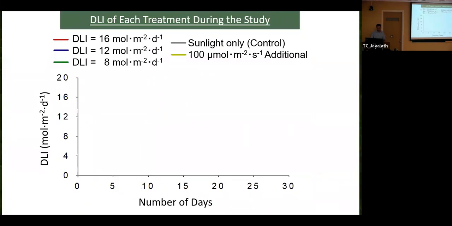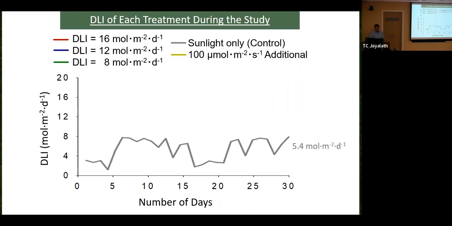And now I'm showing you each of the treatments and how much DLI they got within those 30 days of the study period. If you look at sunlight, on the very first day we get about 3, and then on day 4 we get about 2 moles of DLI. Some days we have DLIs of 8, like day 6 or 7. So as I mentioned, your DLI changes from day to day. This is the variation that we had within that 30-day period. But on average, we got 5.4 moles throughout our study period.